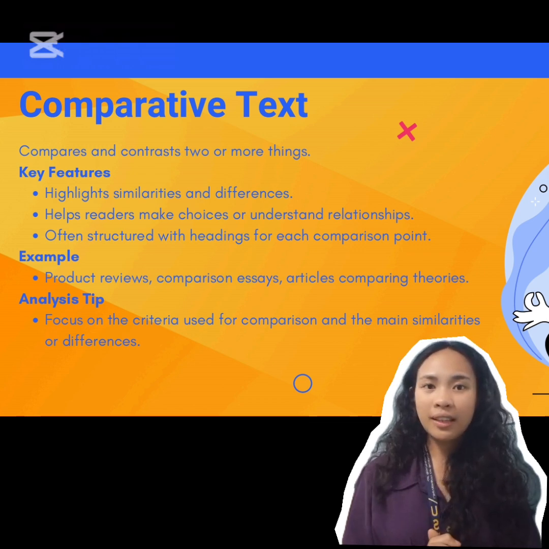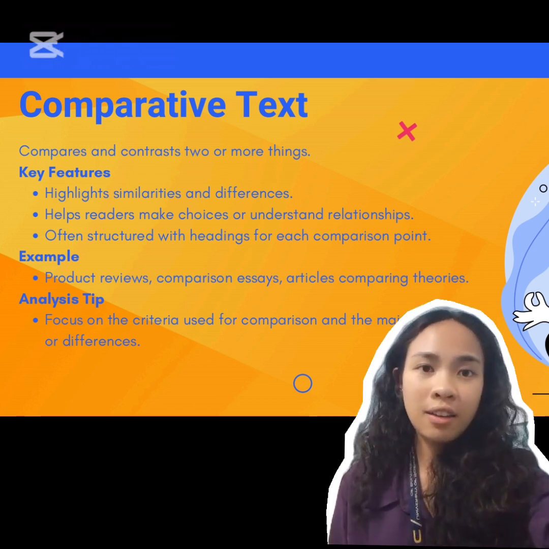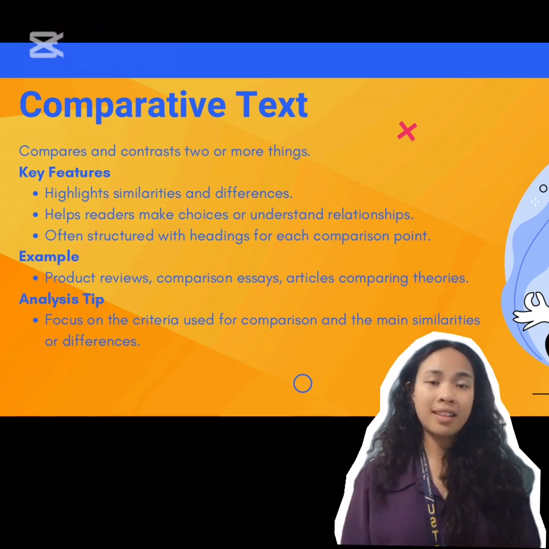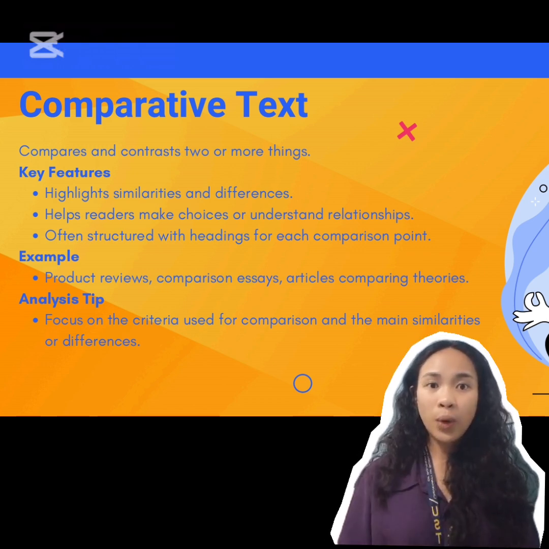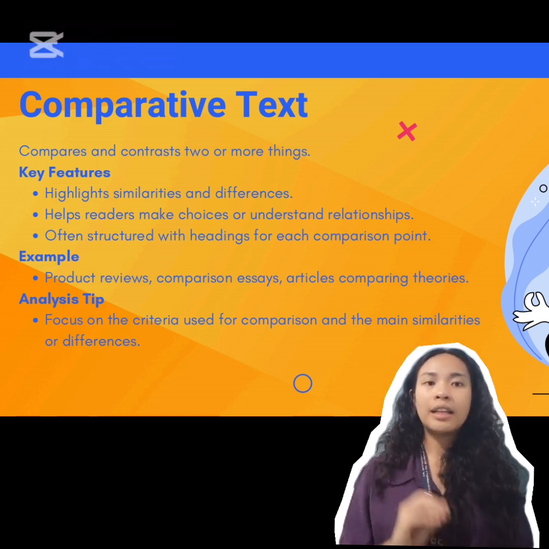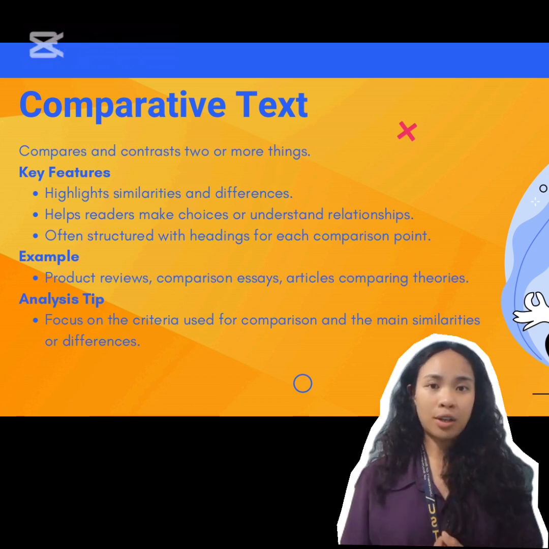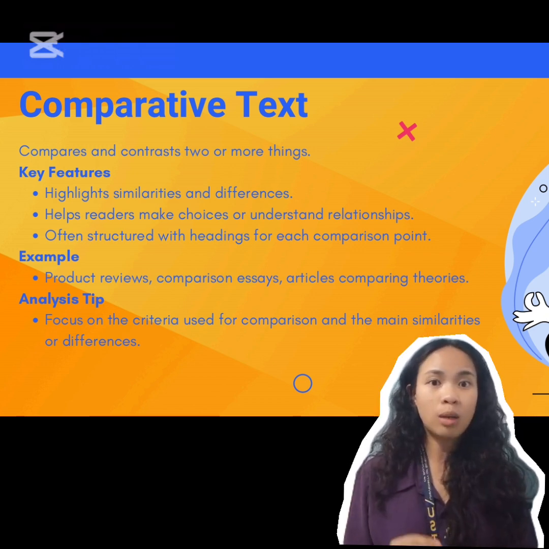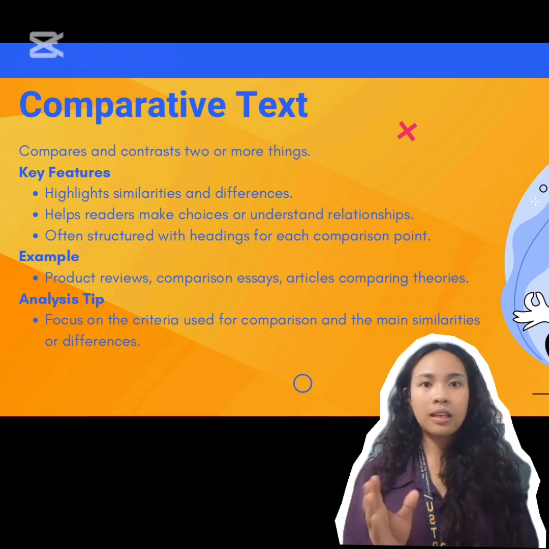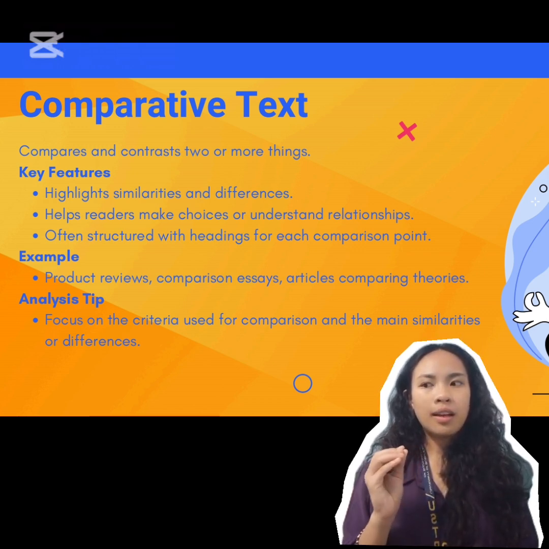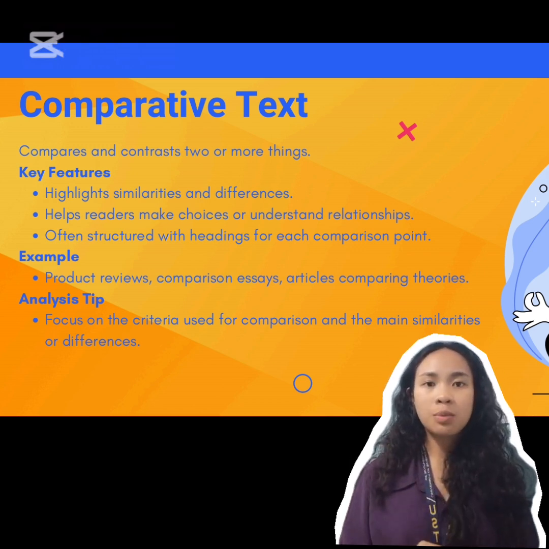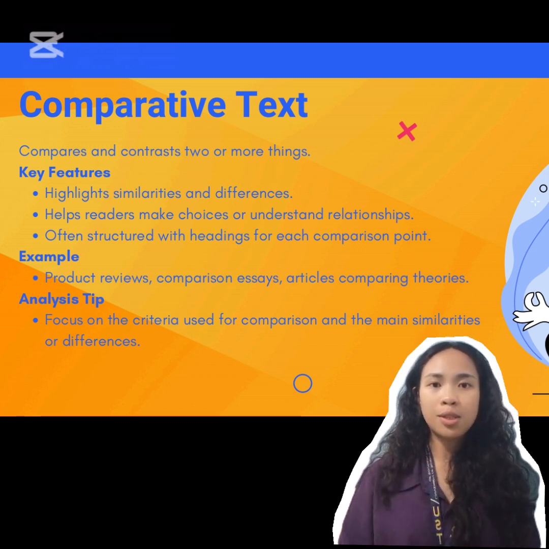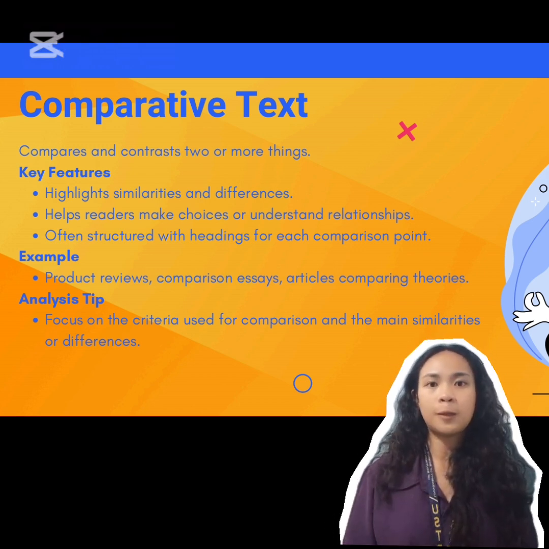In comparative text, we also have key features. Firstly, we have the focus on similarities and differences, where the text should clearly identify the points of comparison. Secondly, we have objective analysis. In comparative text, we use evidence and facts to support our claims. So it is our objective analysis.